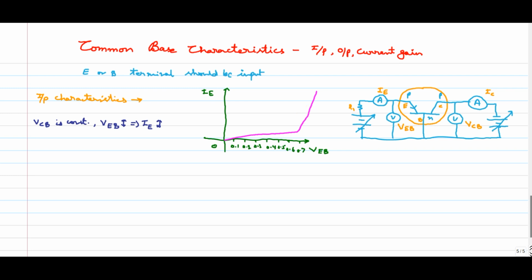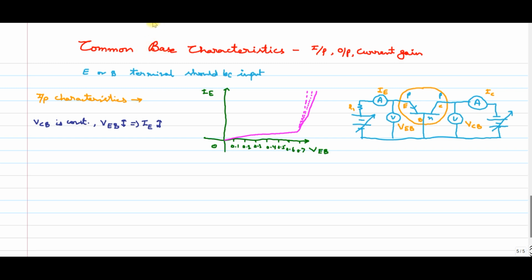This is one characteristic, but VCB should be constant. So I can mark VCB constant here, and at one value of VCB I am getting this. At a second value of VCB I may get this, and at a third value of VCB I may get this.